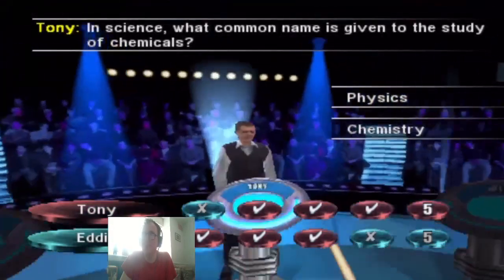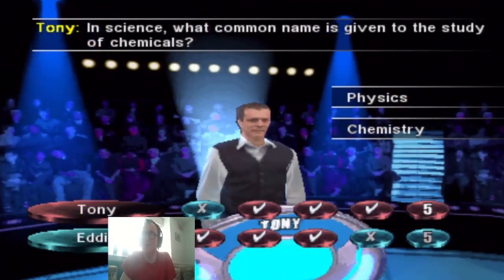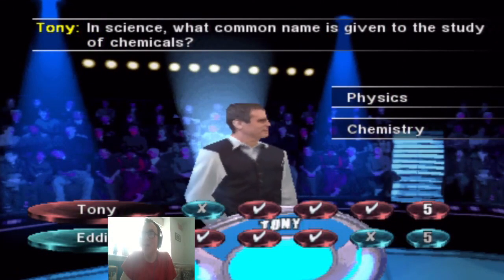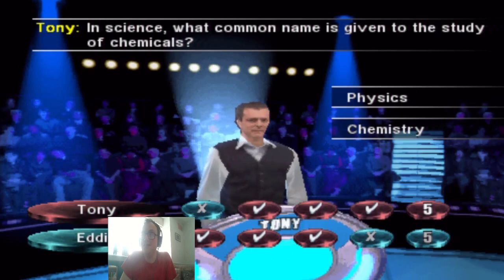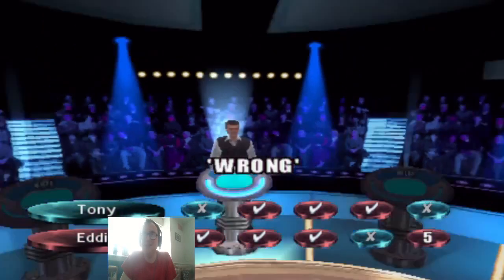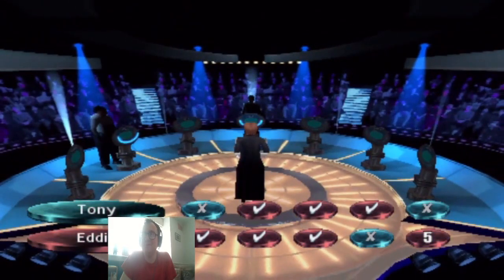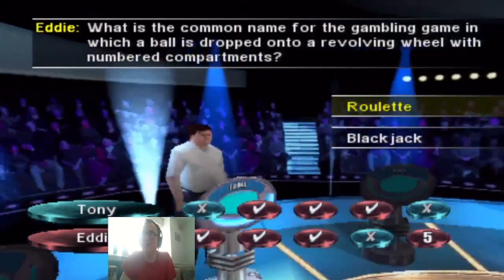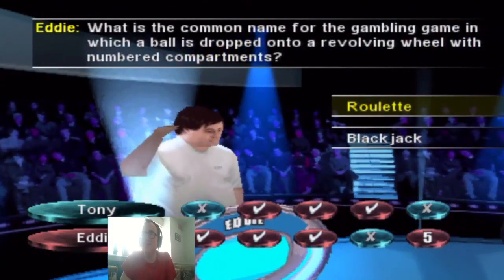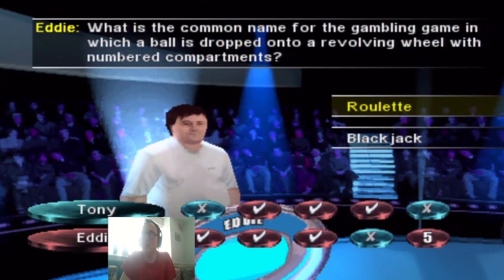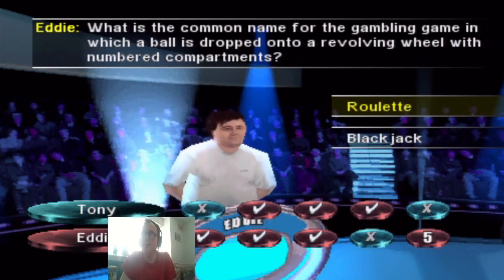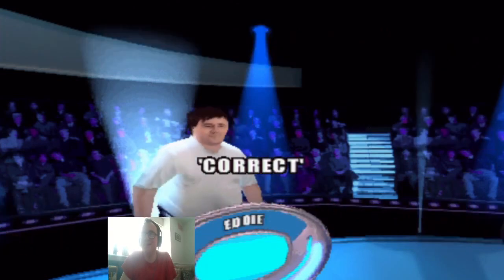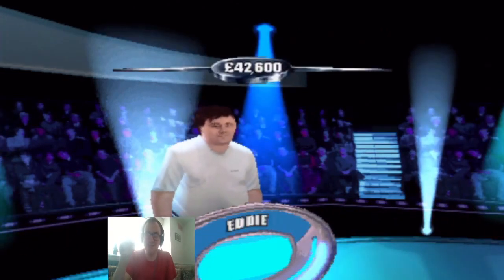In science, alright, we're even. What is the common name given to the study of chemicals? That's chemistry. Does he not know this? Got me there. Wrong? Oh my goodness. How did you mess that one up? Okay, what is the common name for the gambling game in which a ball is dropped onto a revolving wheel with numbered compartments? That would be roulette. Yes! Round three is done.